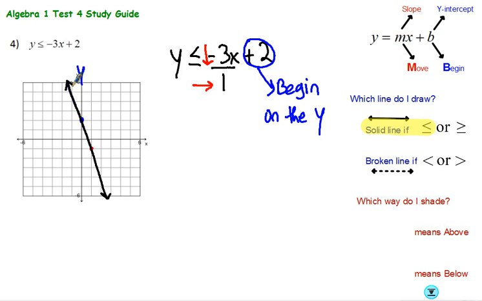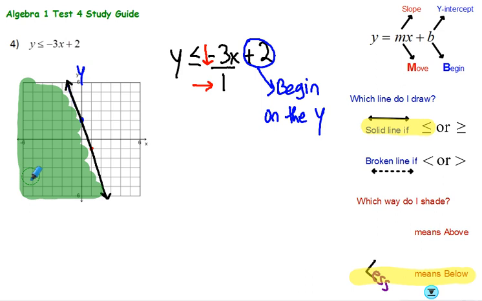And what else do I got to decide? Well, I've got to decide which way I'm going to shade. So that one looks like an L, and I know that an L means less than, and I know that less than means to shade below. So I'm going to shade everything that's below that line, right? Less than means below. So I'm going to shade everything that's below that line. So we'll shade everything below so you get a picture that looks like that.